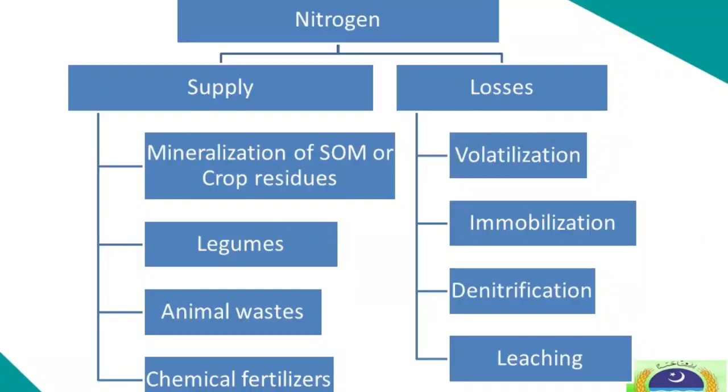The other sources of nitrogen supply are green manure crops such as legumes, which have lower CN ratio and high nitrogen content, and when plowed under the soil, they can contribute substantial amounts of nitrogen to the soil. Animal waste such as farmyard manure or poultry manure and chemical fertilizers are the other sources of supply for nitrogen.